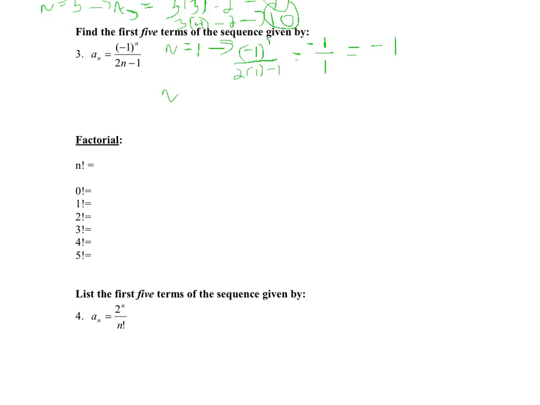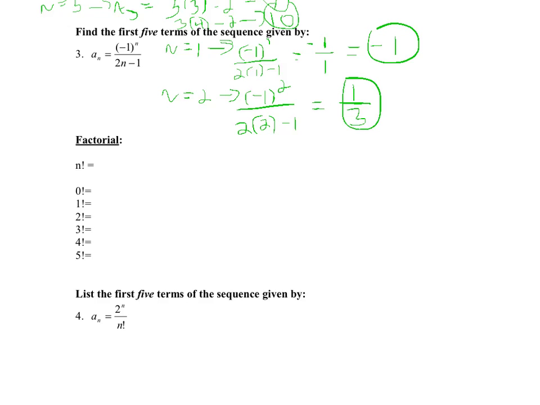Okay, I do n equals 2. And we're going to have negative 1 squared over 2 times 2 minus 1. Now, negative 1 squared is positive 1. And the bottom, 2 times 2 is 4. 4 minus 1 is 3. So we get 1/3. I'm going to circle these. Now, I'm going to just do a couple, and then we're going to see the pattern and kind of cheat and get the other ones by coming up with the pattern.